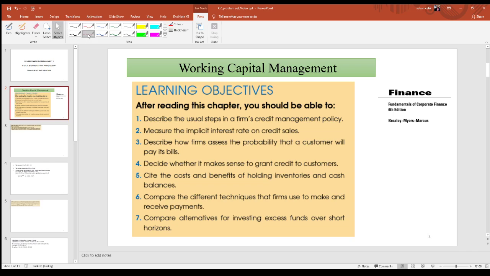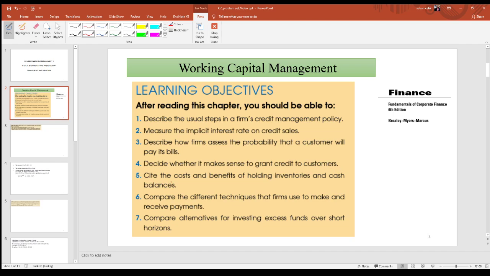The first objective is to describe the usual steps in a firm's credit management policy. The second objective is to measure the implicit interest rate on credit sales. The third one is to describe how firms assess the probability that a customer will pay its bills. The fourth one is to decide whether it makes sense to grant credit to customers.